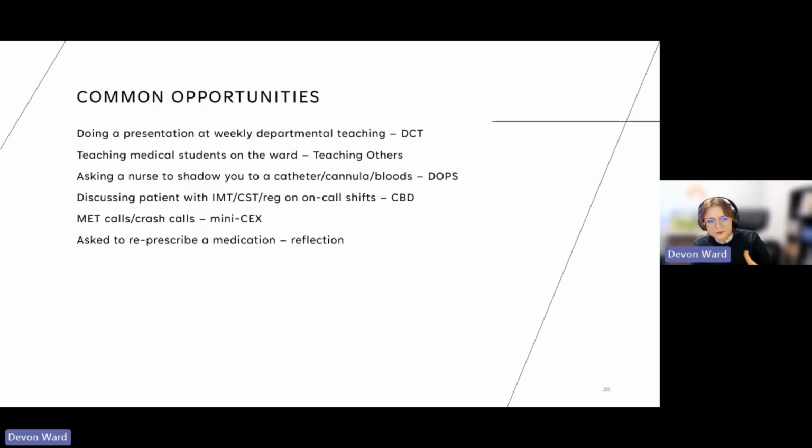I've written here about ADOPS, about asking a nurse to shadow you doing catheters, cannulas, bloods. The reason I've popped that on there is that I think that often we think that only other doctors can sign us off for skills, but anybody who's competent in doing that skill can sign you off for ADOPS. So if somebody's more available to you and is competent in that skill, there's no reason why they can't fill it in for you.